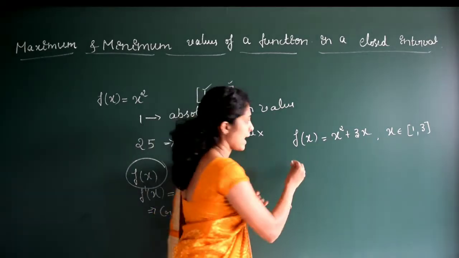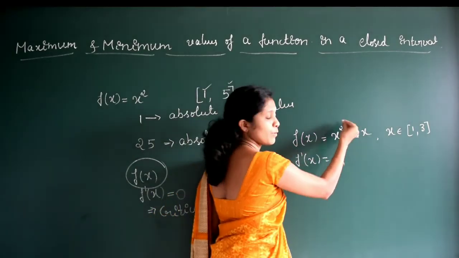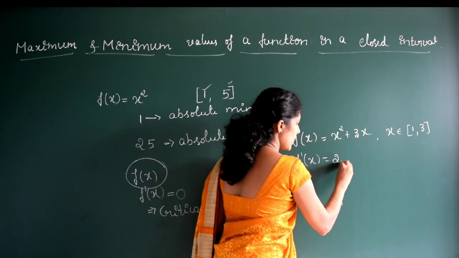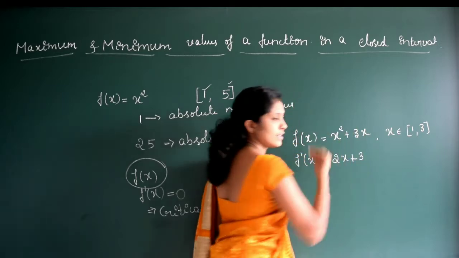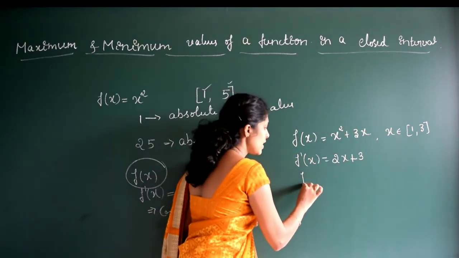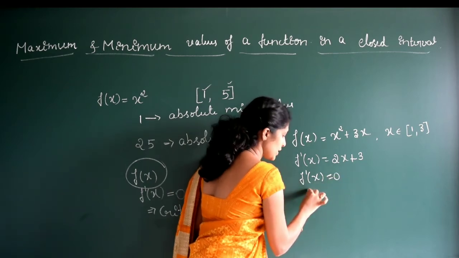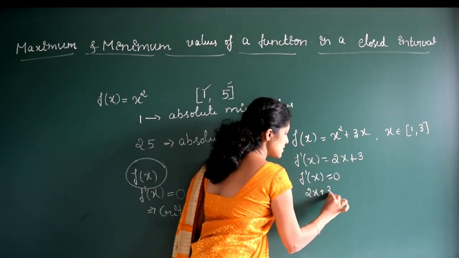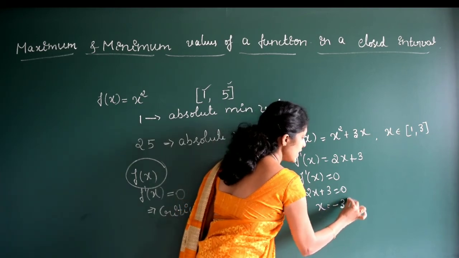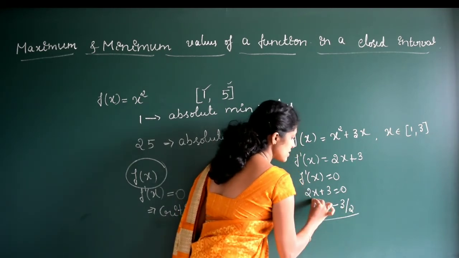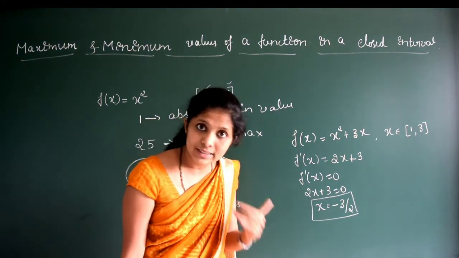Now the first step is I have to differentiate. So f dash of x will be equal to the derivative of x square, which is 2x, plus the derivative of 3x, which is 3. Now the next step is I have to equate it to 0. f dash of x is equal to 0, that is 2x plus 3 is equal to 0. By this, x is equal to minus 3 by 2. So clear? This is called the critical point.